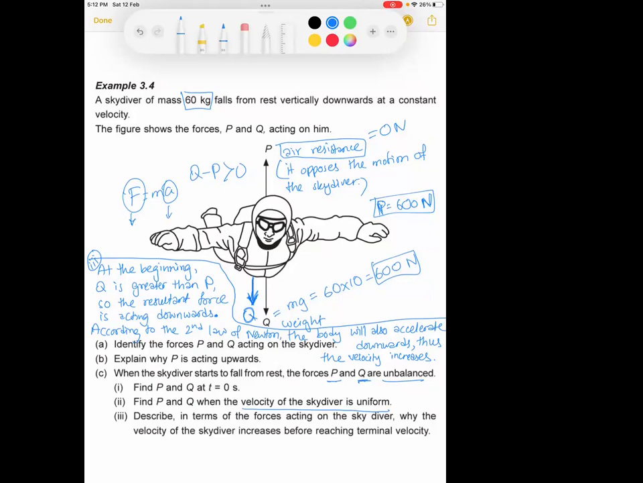But once we reach the point where P is equal to Q, there is no difference anymore. The resultant force is 0, so acceleration becomes 0. That means the body is not accelerating. The velocity is going to be constant, and that constant velocity is known as the terminal velocity.